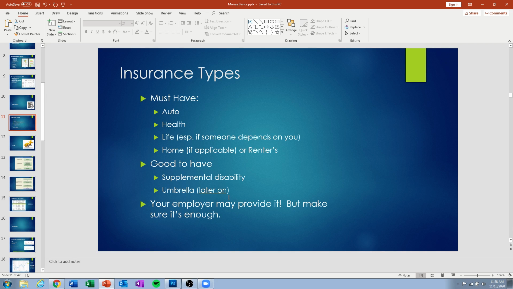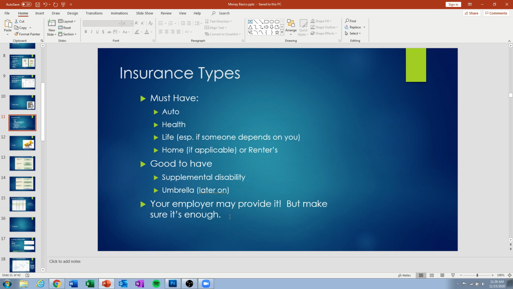There are also good-to-haves, though this is subjective because I didn't make this PowerPoint; I'm just going through the information. Apparently supplemental disability and umbrella, neither of which I know too much about, so I'm just going to mention them. Umbrella policies, my parents have that for our family, and it's confusing, but it pretty much covers you for the worst case scenario, like an umbrella. Yeah, exactly. It covers everything that you own. Okay, gotcha.